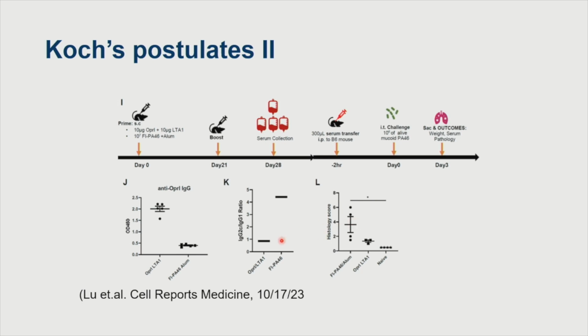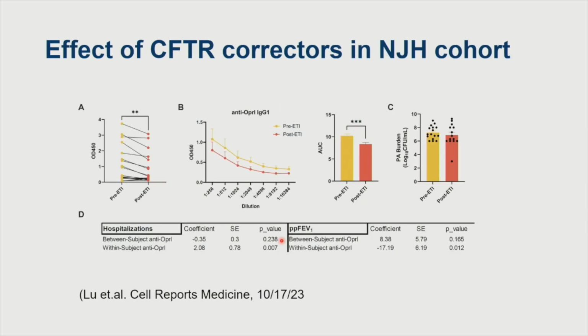So what happens with ETI? Xiping went to National Jewish and ran these anti-OprI IgG antibodies in Mimi Saavedra's cohort, where she had blood before and after initiation of ETI. And what you can see is that there's a significant reduction in these antibodies. And then the reduction was actually highly correlated with both improvement in FEV1 and also reduced risk of hospitalization.